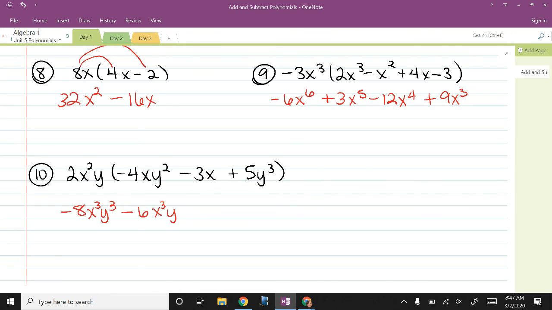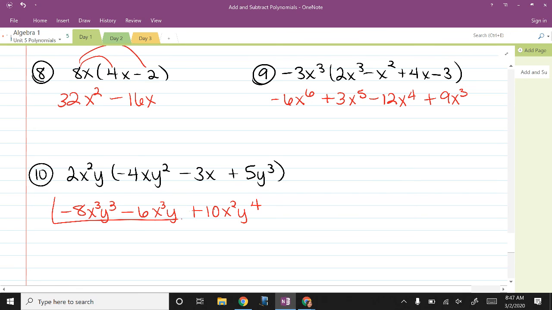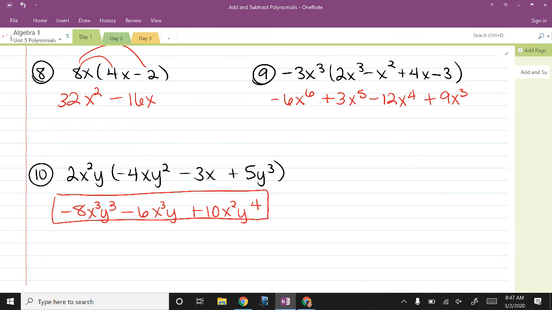And what are my variables going to say? X squared stays, and then y to the 4th. Now this one's really not in decreasing order, so you could fix that if you want, but on multiplying, I don't care. Okay, now, I'll just be honest with you, your practice is only going to have adding and subtracting, but we're going to need this for tomorrow.